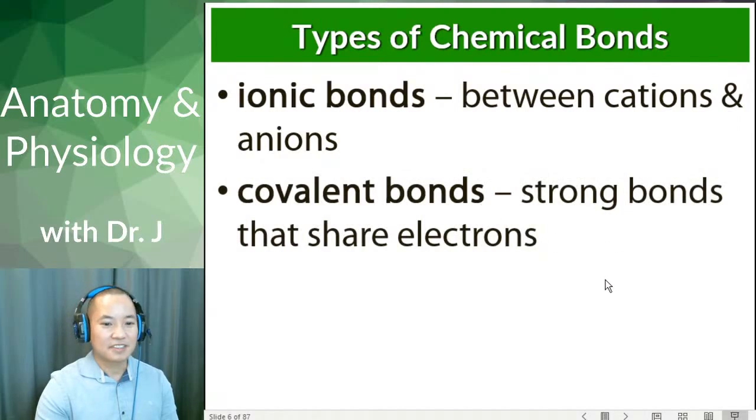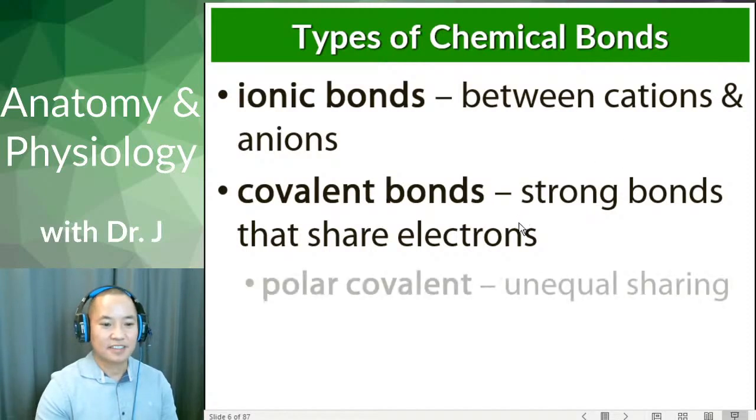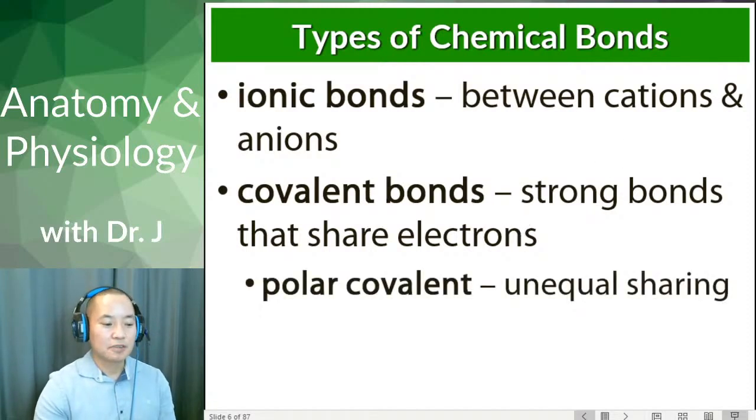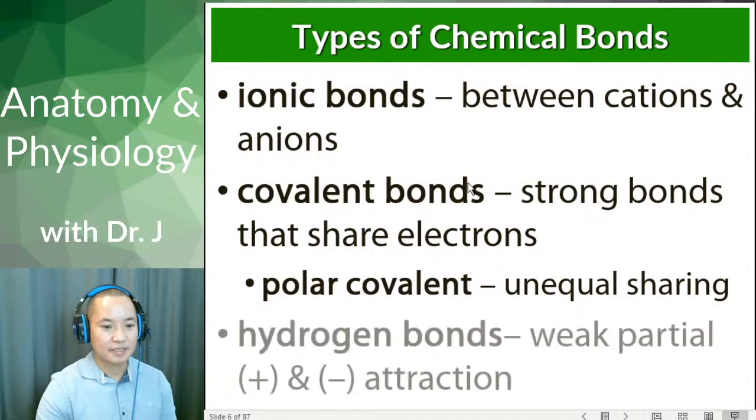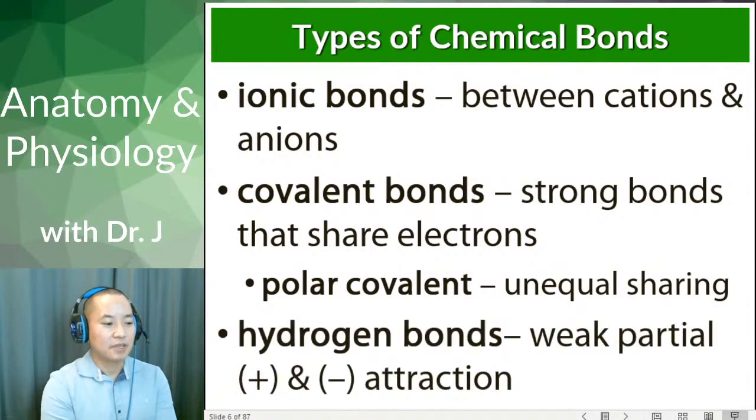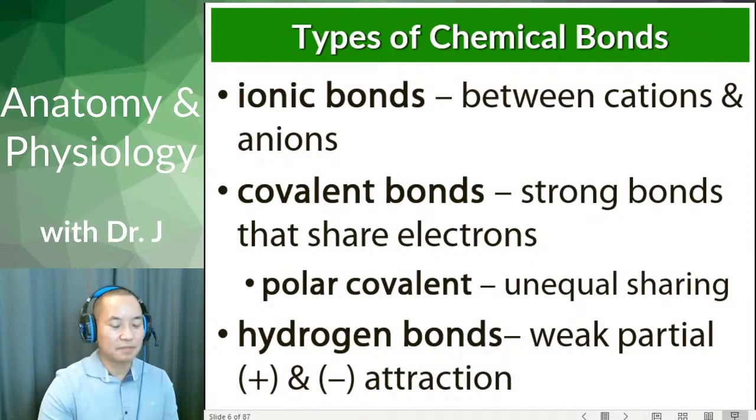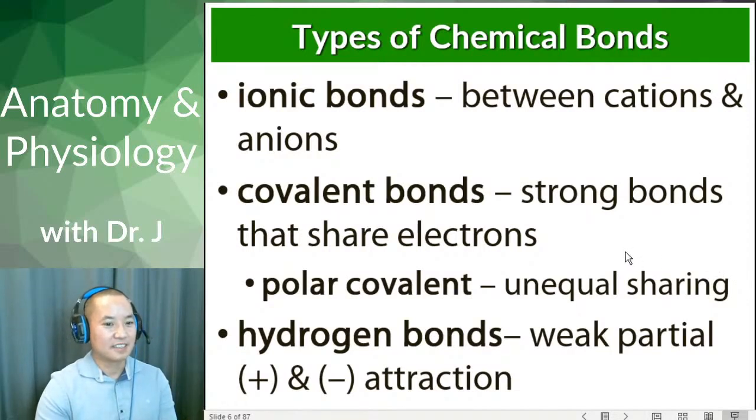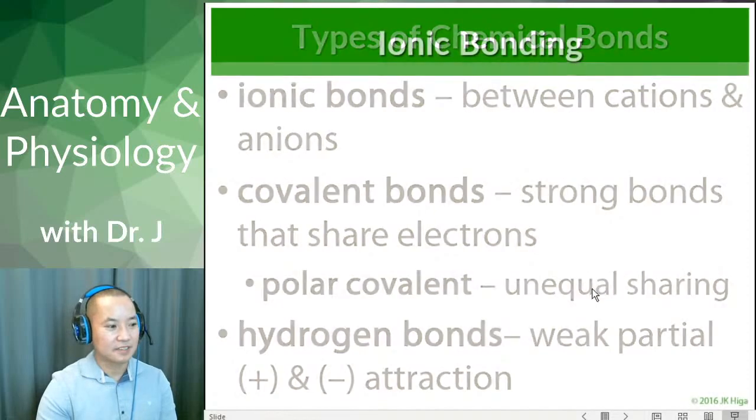Covalent bonds are strong bonds that share electrons, and I'll get more into that. Polar covalent bonds are a subtype of covalent bonds, so we'll get into that. And hydrogen bonds are weak partial positive and negative attractions. The funny thing is that these all involve electrons to some point, but the way they handle the electrons is different between these types of chemical bonds.